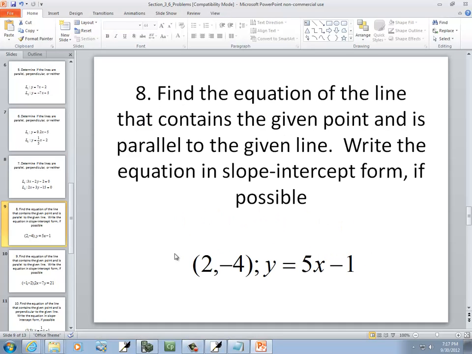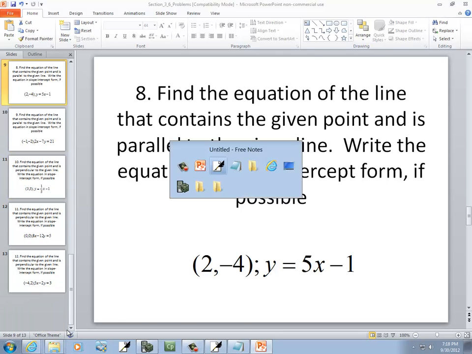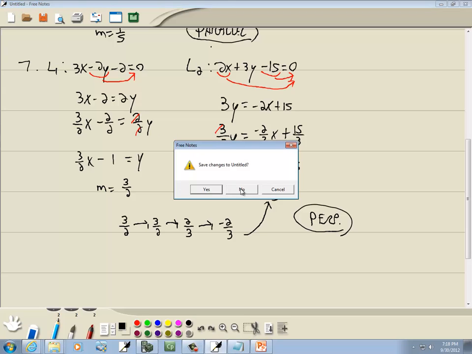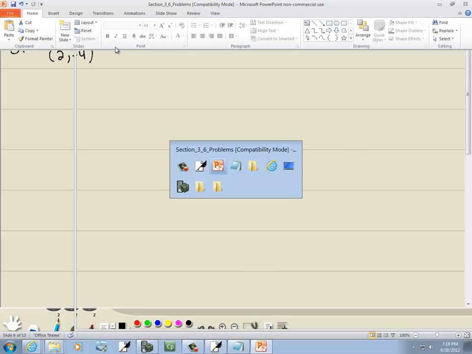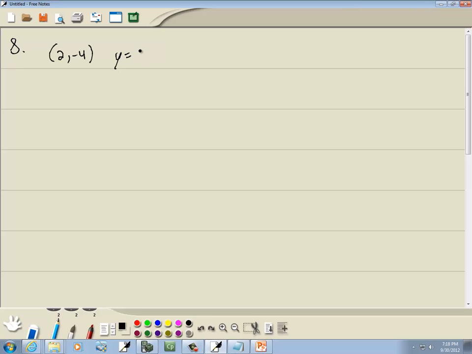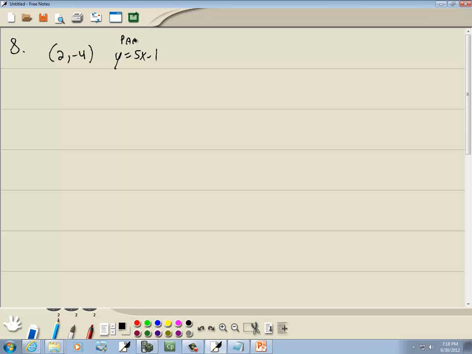Now these next ones are building upon what we've been looking at in the last couple sections. So let me start a new page. Number 8. Given the point (2, negative 4), and we've got y is equal to 5x minus 1. Find the equation of the line that contains the given point and is parallel to the given line. So it's parallel to this. And find the equation of the line. Well, remember our steps for finding the equation of a line. Our first step is to find m.